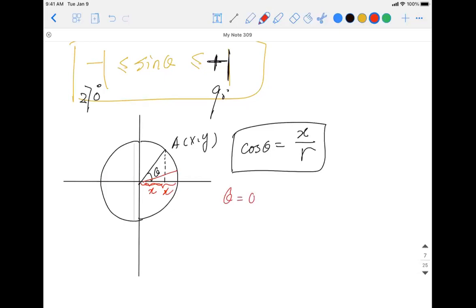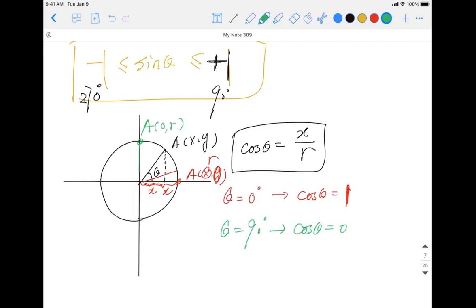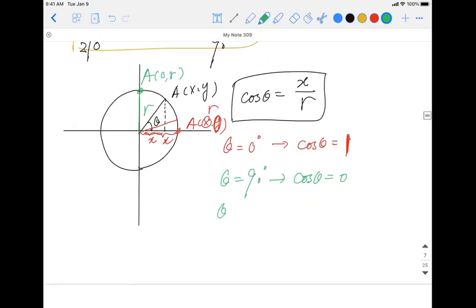When theta equals 0 degrees, cosine theta equals one. Because by the time A is here, your Y equals zero, your X equals R, right? That's going to be your one. As long as your A comes to here, theta equals 90 degrees, your cosine theta is going to become zero. Because by the time your x-axis goes to zero, and this is your R, right? And theta is the same thing. You can try to do the same thing.